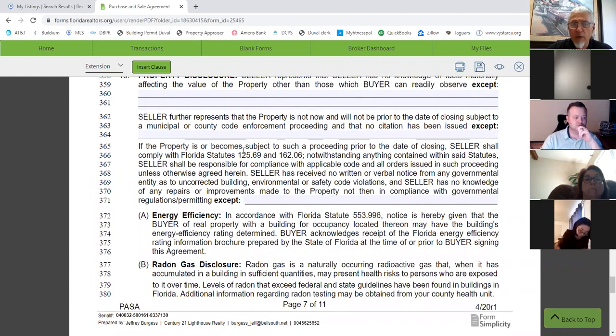If the property is subject to such a proceeding prior to the date of closing, seller shall comply with these statutes. Notwithstanding anything contained in said statute, seller shall be responsible for compliance with the applicable code and all orders issued in a proceeding unless otherwise agreed to herein. Seller has received no written or verbal notice from any governmental entity as to uncorrected building, environmental, or safety violations. Seller has no knowledge. The seller has received no notice. The seller has no knowledge of improvements made that are not in compliance with government regulations.